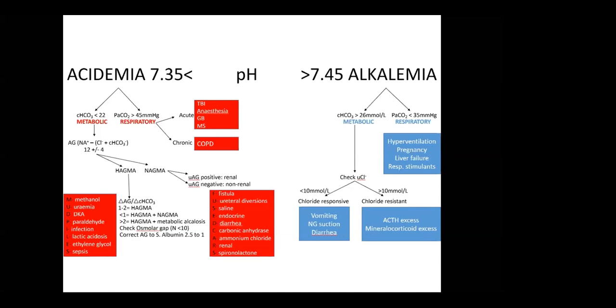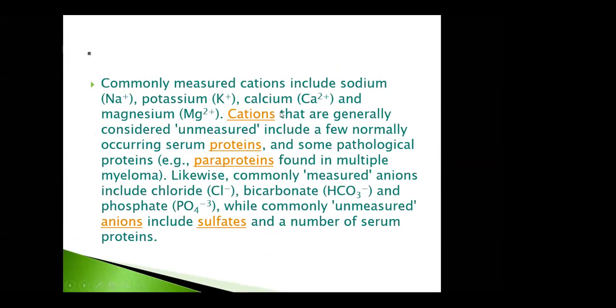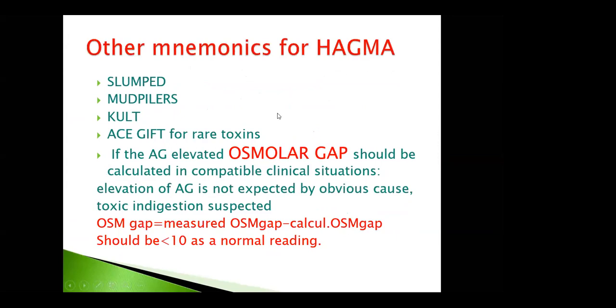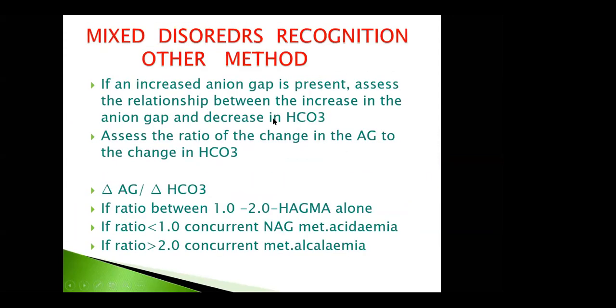If urinary chloride is more than 10 millimole, it is called chloride resistant metabolic alkalemia, with mineralocorticoid excess and other hormonal problems. And for respiratory alkalemia, the causes are hyperventilation, pregnancy, liver failure and respiratory stimulants. In this case, you will see alkalemia with the PaCO2 less than 35 millimeter mercury, less than normal values. Okay, I will skip these slides because they were already represented in that algorithm which I discussed with you.